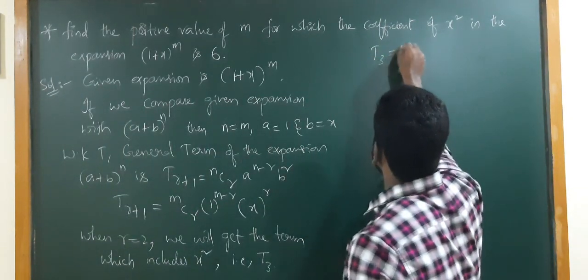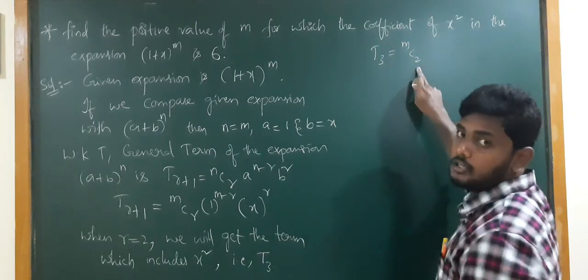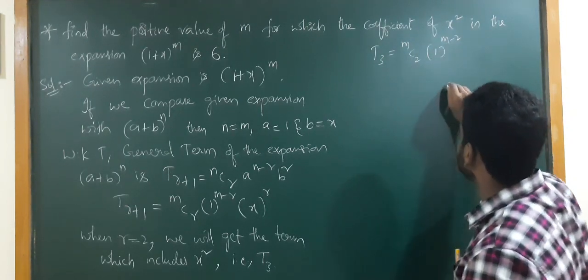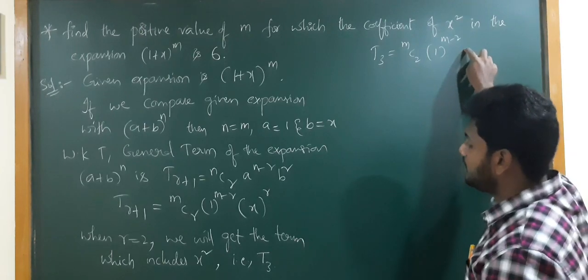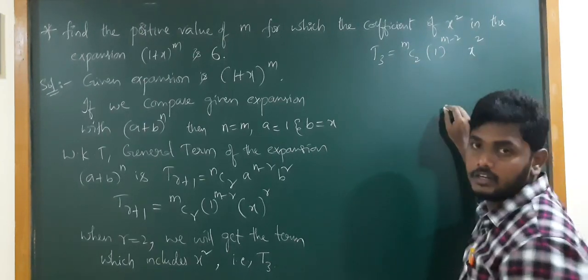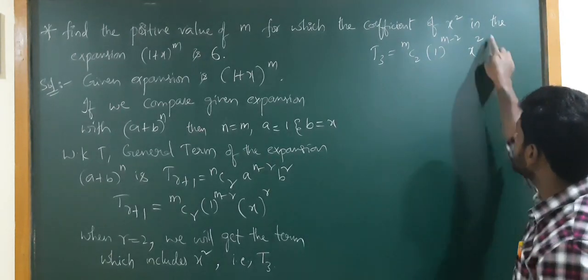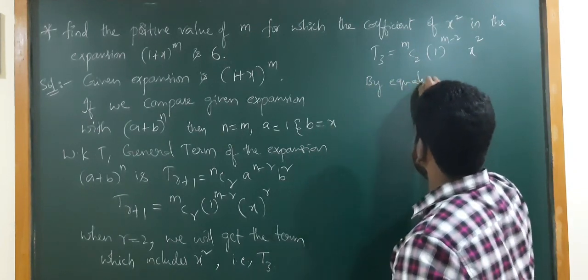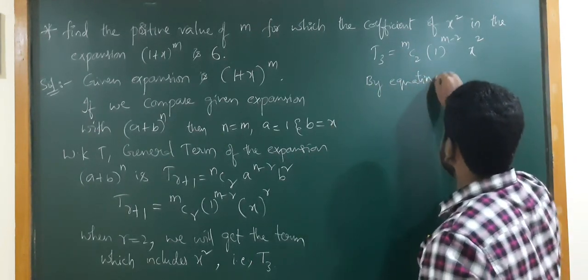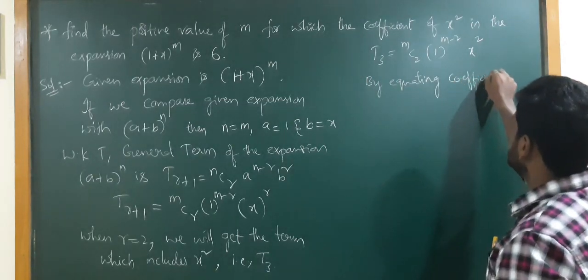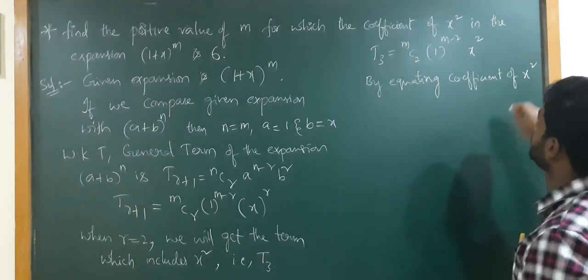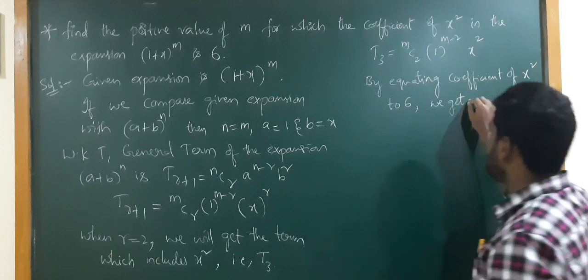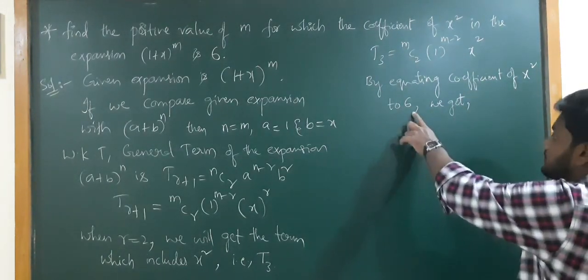Now what is T3 here? mC2. T3 means here r should be equal to 2. mC2 1 to the power of m minus 2 into, what is this b value? x to the power of 2, right? So now out of this, coefficient of x square means this one. By equating the coefficient of x square to 6, we get the equation.